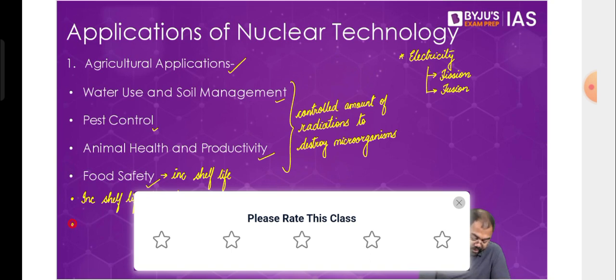Apart from that, one more use is nuclear fertilizers. For example, we have nitrogen 15, which is also used. This nitrogen 15 helps us understand the optimum use of fertilizers, that is, the absorption rate of the roots. How much nitrogen 15 is absorbed by the roots of a plant is something nuclear fertilizers help with, so that you can use the amount of fertilizers accordingly.